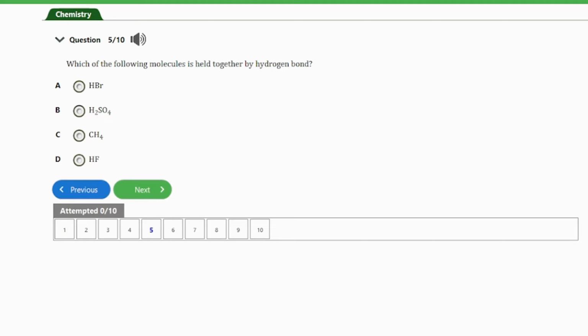It says, which of the following molecules is held together by a hydrogen bond? A, hydrogen bromide, B, sulfuric acid or tetraoxosulfate 6 acid, C, methane, D, hydrogen fluoride. The answer to this question is option D, and that's hydrogen fluoride. So let's consider the next question, and that's question number 6.